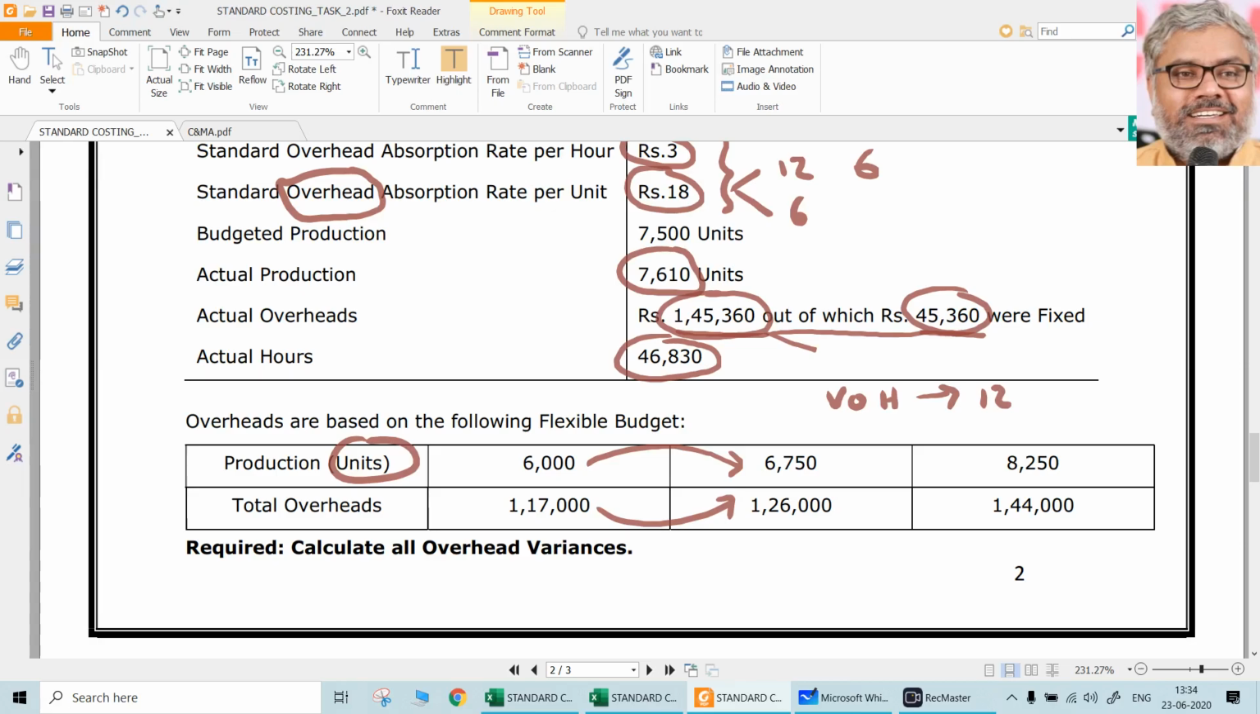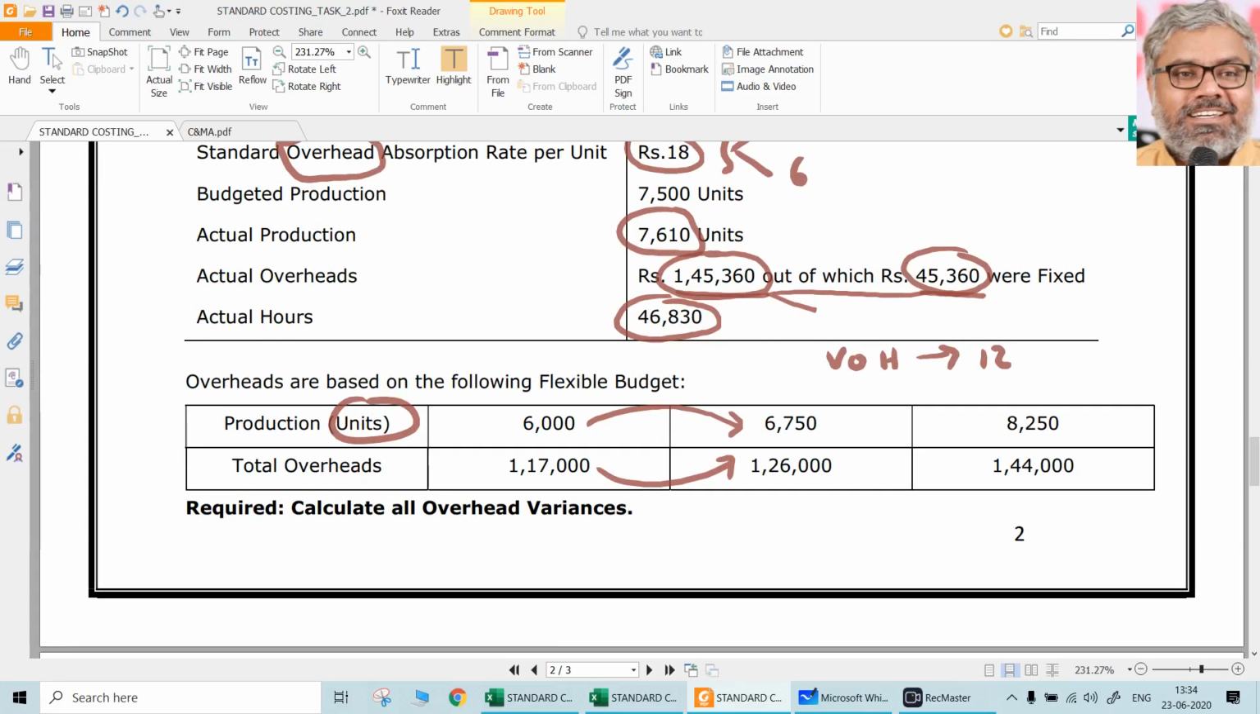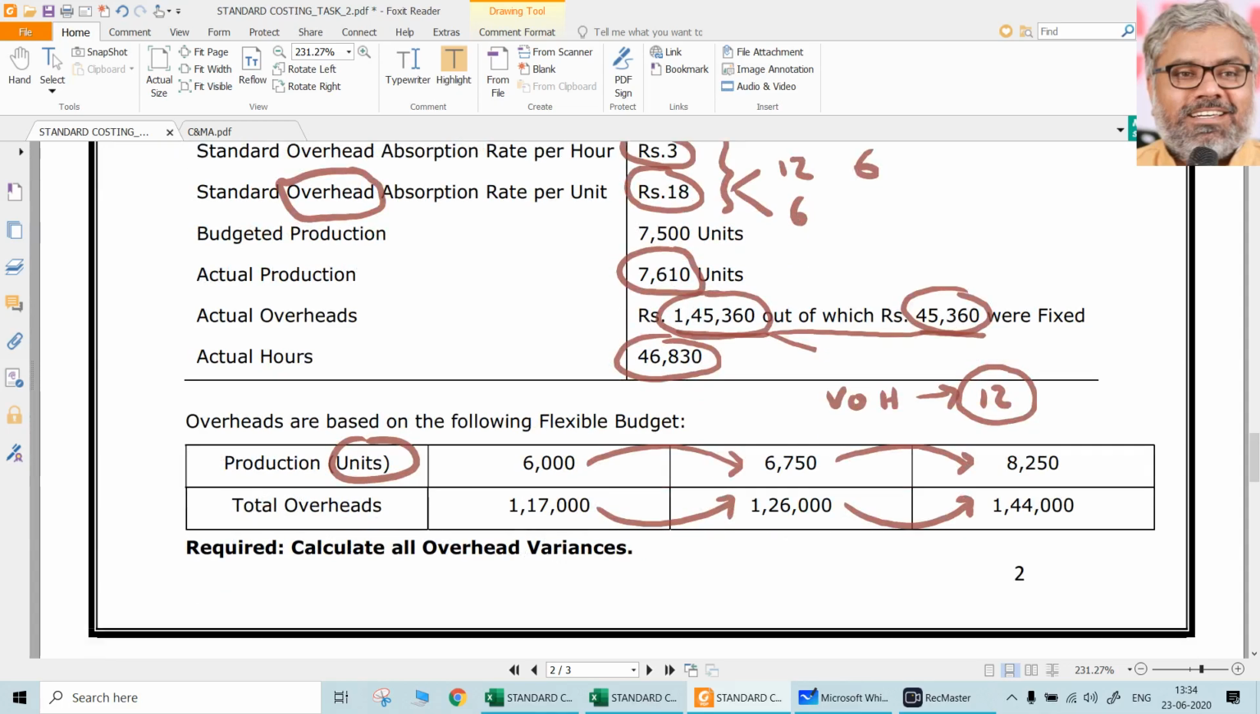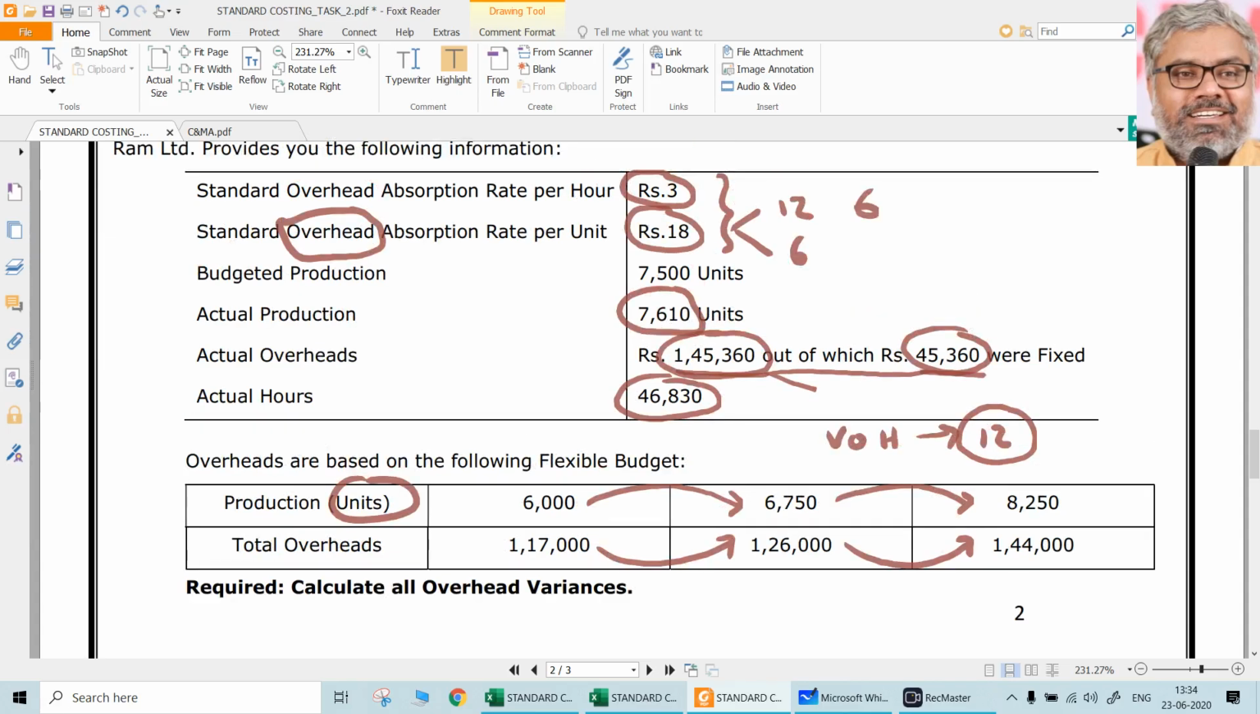According to the standard overhead absorption rate, that was 18 rupees total. 12 rupees is variable, 6 rupees will be fixed. Quite common. And if you want to calculate another check also, you can do that. Difference in these two costs divided by difference in the number of units. So 1,44,000 minus 1,26,000 divided by 1,500. Still it is 12 rupees only. So variable overhead per unit will be constant, that is 12 rupees according to the flexible budget that is given. So you know that 12 rupees is the variable overhead portion within that 18 rupees and 6 rupees is fixed overhead portion within that 18 rupees.